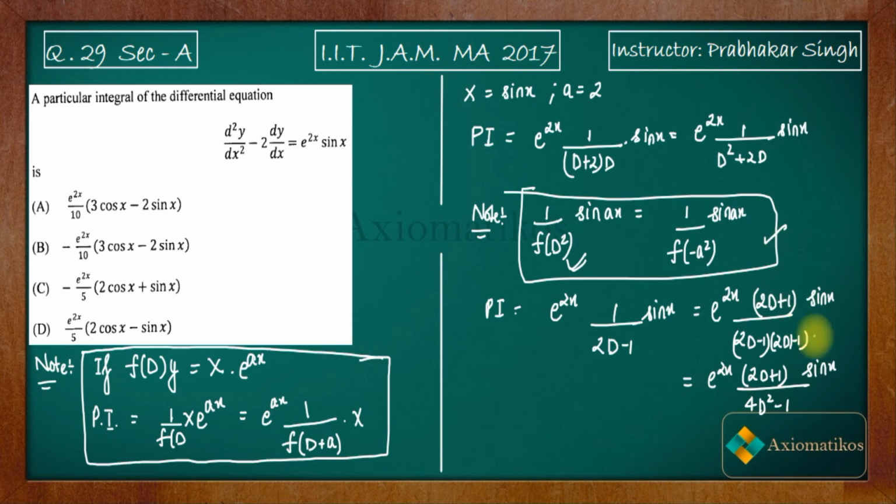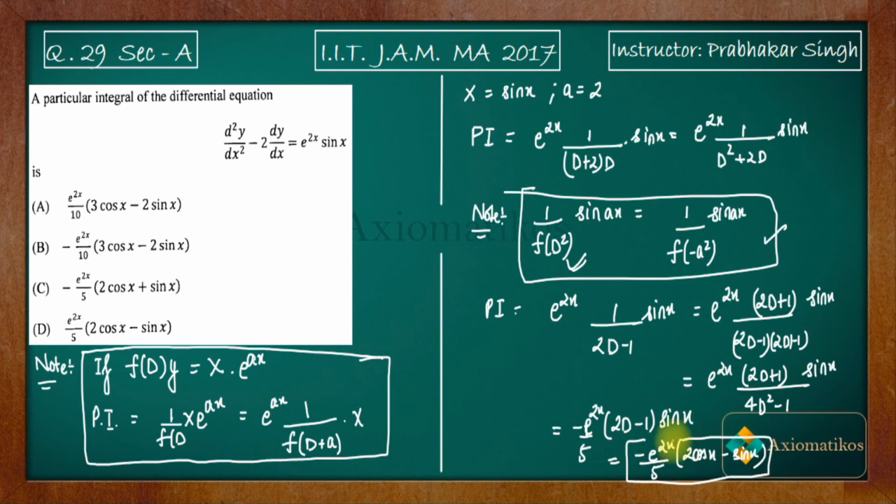Again apply this rule. If you put D squared equal to minus 1, you will get minus 1 by 5. We are replacing D squared with minus 1. So on the denominator you will have 2D plus 1 sin x, and e^(2x) is also there. What is the derivative of sin x? It is cos x, so you will get 2 cos x plus sin x. So minus e^(2x) by 5 times (2 cos x plus sin x).